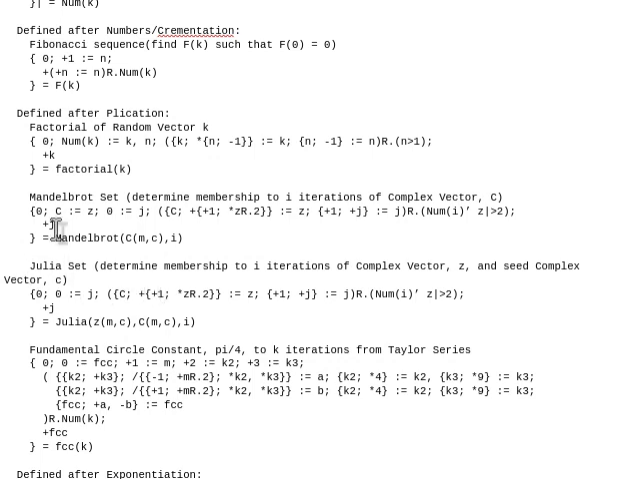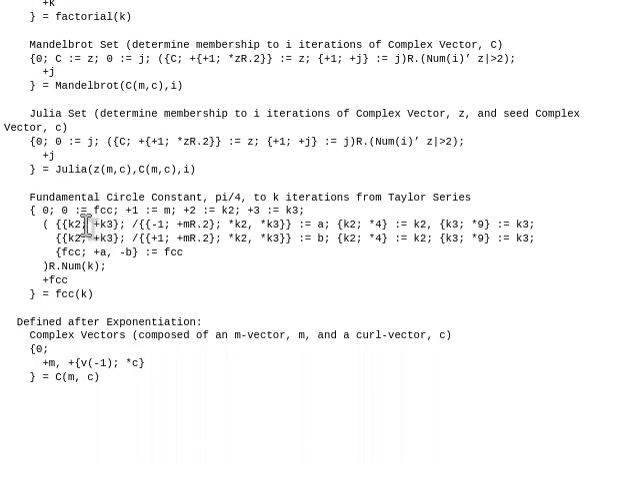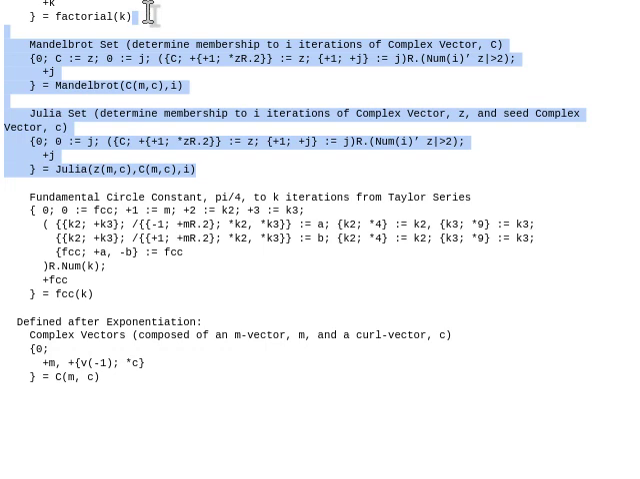The Julia set is very closely related to the Mandelbrot set. So if we can do the Mandelbrot set, we can do the Julia set. And then here is for computing the fundamental circle constant. This is really the Python program that I have that does this. I just converted it to this notation, and then once we have exponentiation defined, we can define complex vectors. So I guess technically this should occur before that.